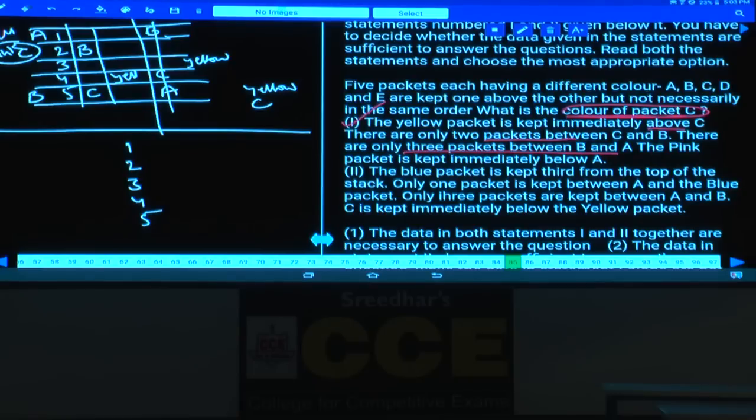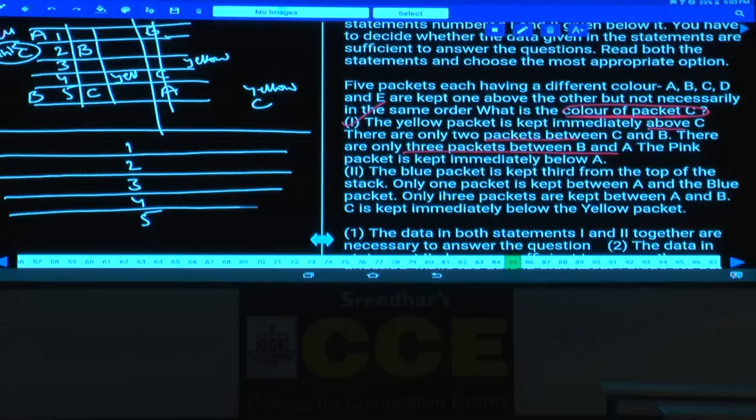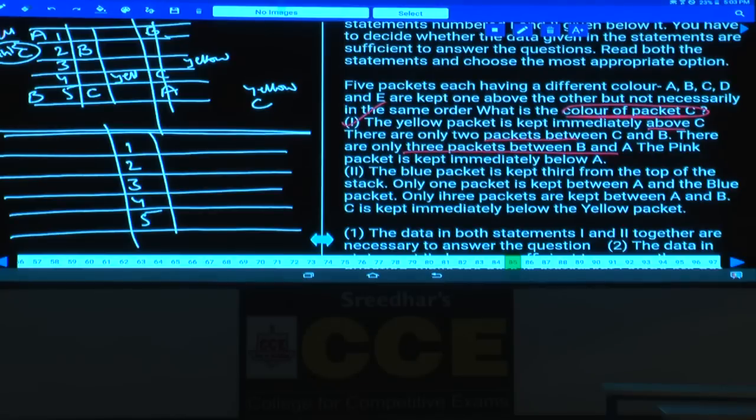Now condition number 2 I am checking here. The blue packet is kept third from the top of the stack. Only one packet is kept between A and blue packet. A can be here. That is one possibility. Then what is the other possibility? Blue is here. Only one packet between A and blue. That is the second possibility.